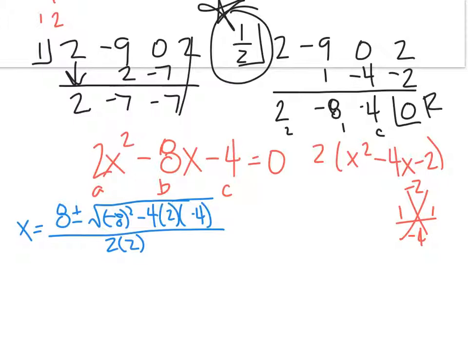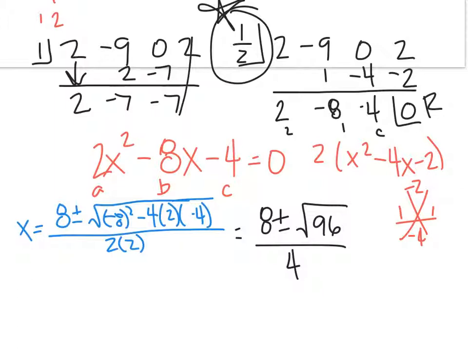So we first simplify everything underneath the square root. This will give me 8 plus or minus the square root of 96 all over 4. So that's step 1.